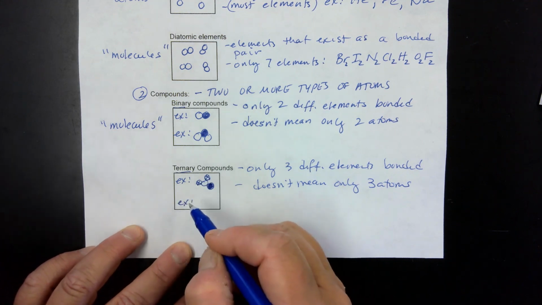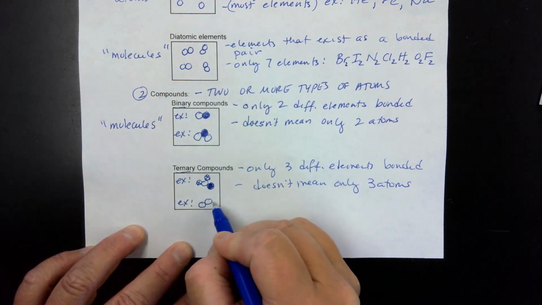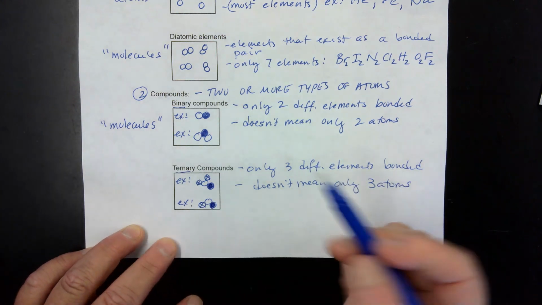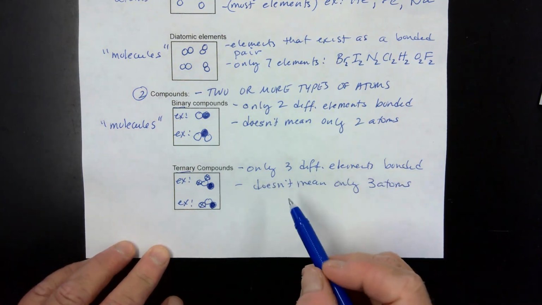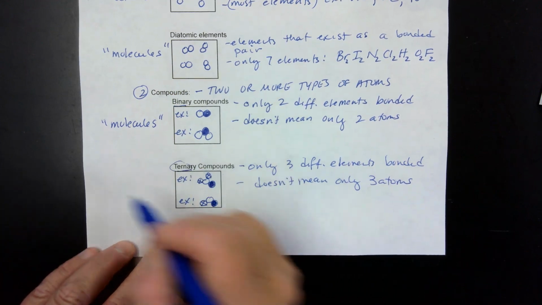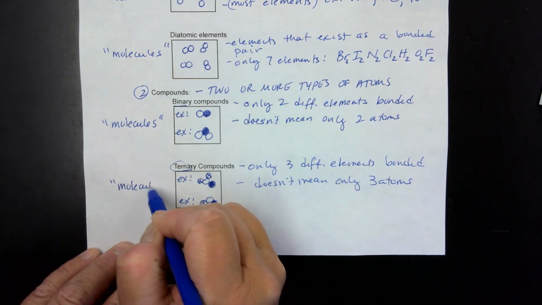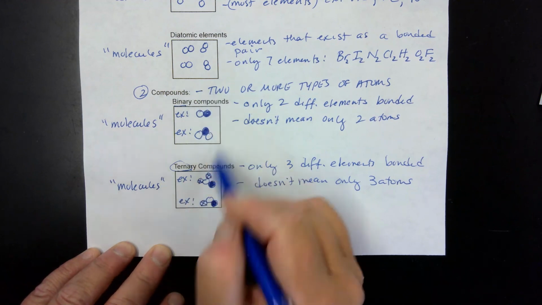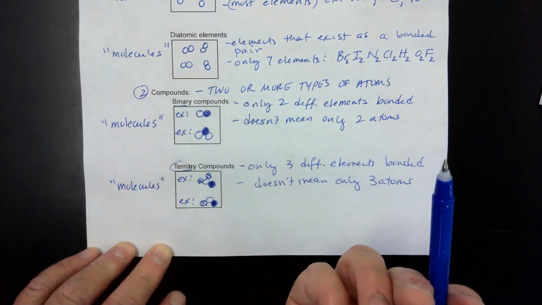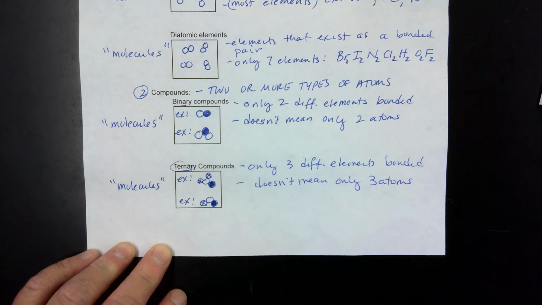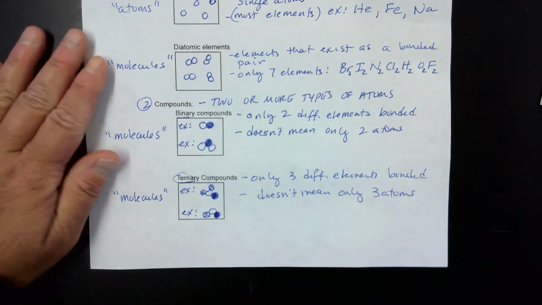Another example of a ternary compound might just only happen to have 3 atoms, and that's okay. So maybe something like this. Okay. The fact is there's 3 different elements that are bonded together. That's where the ternary comes from. And lastly here, each one of these individual particles, because these are compounds, any individual particle in a compound will be referred to as molecules.